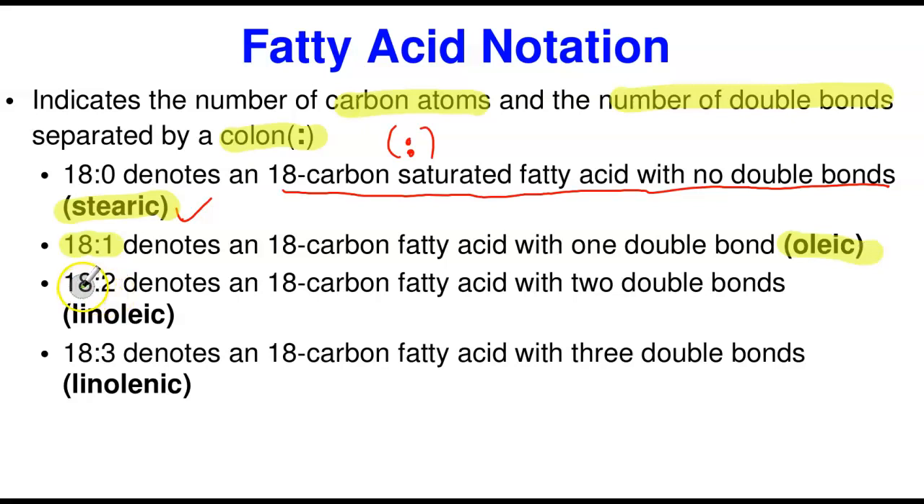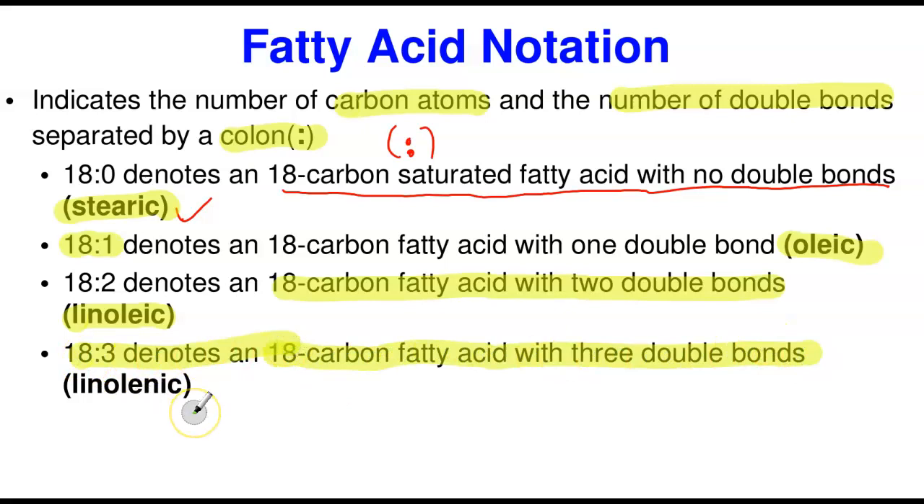Now, 18 carbons and 2 double bonds denotes linoleic acid. I also showed you the picture. It denotes an 18 carbon fatty acid with 2 double bonds. And then 18:3 denotes an 18 carbon fatty acid with 3 double bonds. And here, this is linolenic acid. And of course, linolenic acid is what? Is an omega-6 fatty acid. Is the omega-6 fatty acid one of them that I talked about? Is an omega-6 fatty acid. And I'll keep writing that so that you guys will internalize that it is an omega-6 fatty acid.